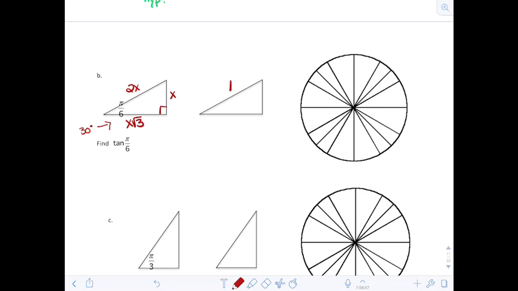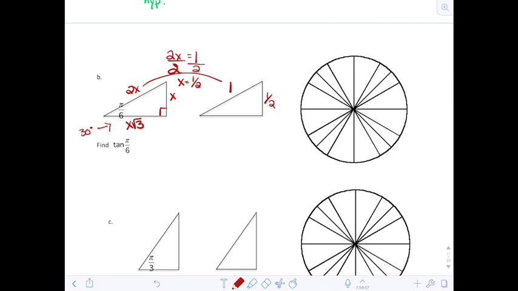Okay, so we've labeled the relationship. Now we want to make the hypotenuse 1, and we want to solve for x so we can get the length of the other two sides. So if I have 1 equal to 2x, hypotenuse to hypotenuse, then x is going to have a value of 1/2. So when I substitute those in, that means that opposite pi over 6, this is a value of 1/2, and that opposite of the 60 is 1/2 times the square root of 3, or we're going to clean that up and write it as root 3 over 2, half of root 3.